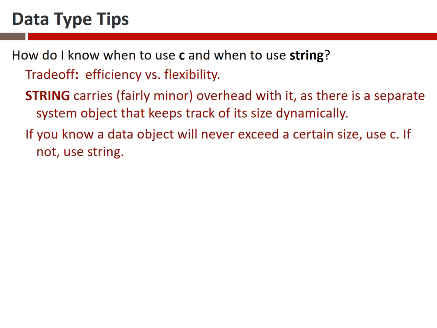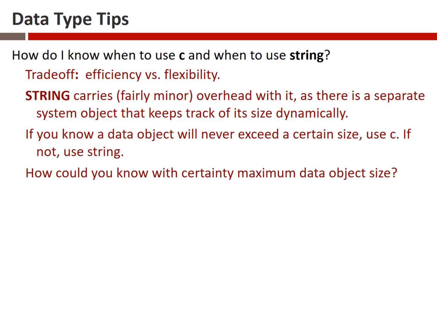However, if we know a data object will never be bigger than a certain size, our best bet is to use C as the data type. But if we have a question as to how long a particular string might be, then we use string.